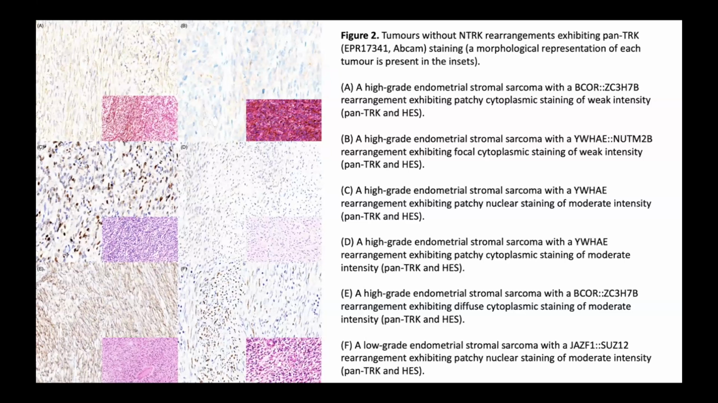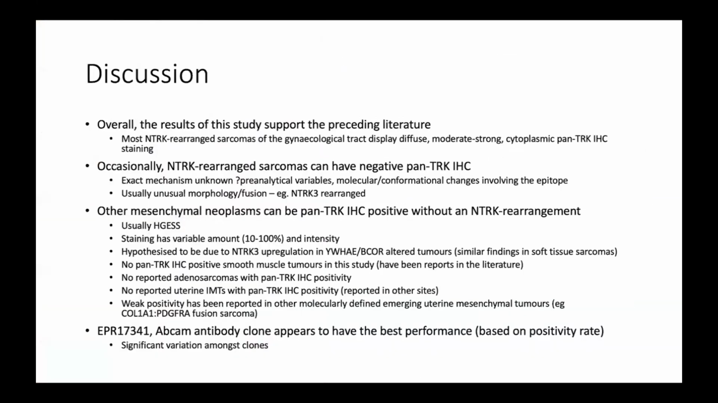Overall, even though there is some diffuse staining and some moderate staining, it gives the impression of being a bit less diffuse and less strong than the pan-Trk staining in the NTRK rearranged sarcomas which had the fusion. So overall, the results of this study support the preceding literature that most NTRK rearranged sarcomas of the gynecological tract display diffuse, moderate to strong cytoplasmic pan-Trk IHC staining. But occasionally, NTRK rearranged sarcomas can have a negative pan-Trk IHC, and the exact mechanism of this is unknown.